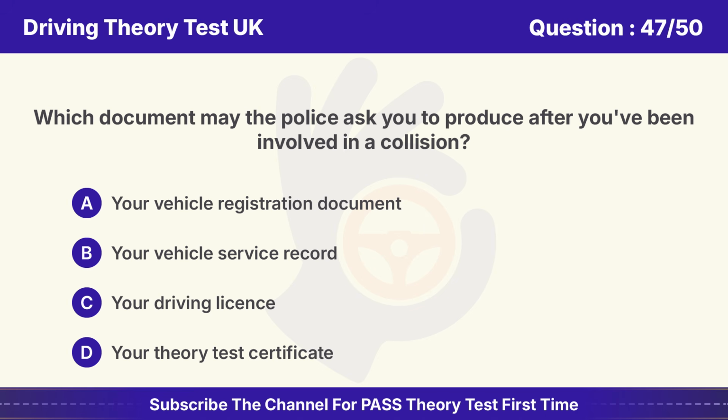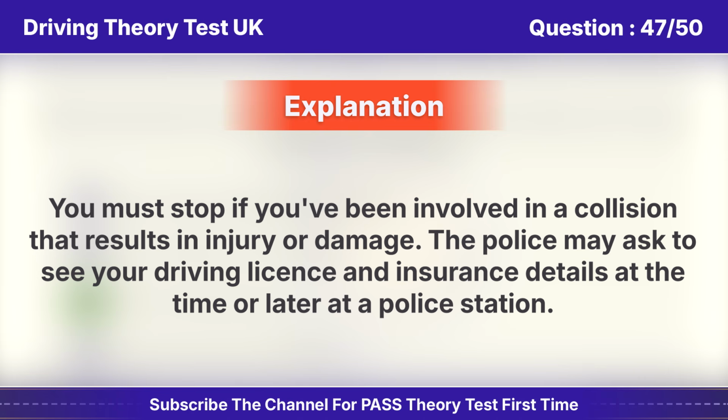Question 47. Which document may the police ask you to produce after you've been involved in a collision? Answer is C. Your driving license. You must stop if you've been involved in a collision that results in injury or damage. The police may ask to see your driving license and insurance details at the time or later at a police station.